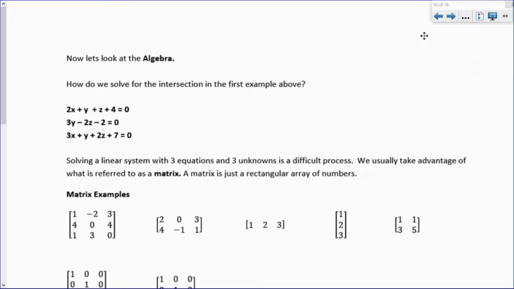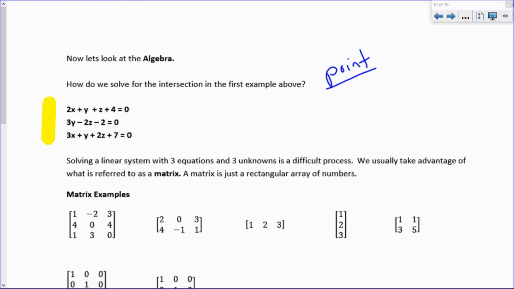Now let's look at the algebra. Let's look at actually finding the intersection of three planes, or we could algebraically just think about it as the solution to a system of equations. And I've written down the first example again. So we already found out that the intersection here was going to be a point. Sometimes mathematicians call this system consistent because it has a single unique solution.